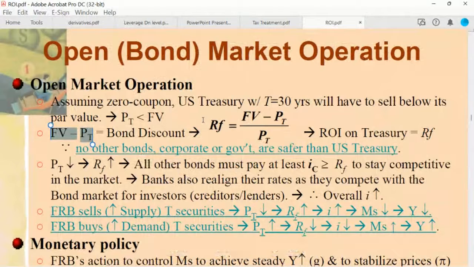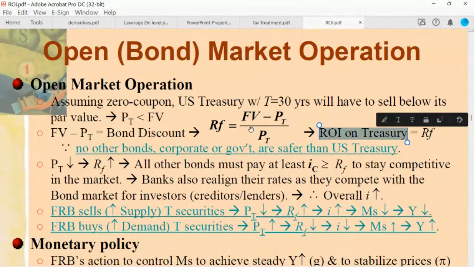So think about it. If we find the return on investment in Treasury, then it will be capital gains divided by initial investment, right? Capital gains divided by initial investment.